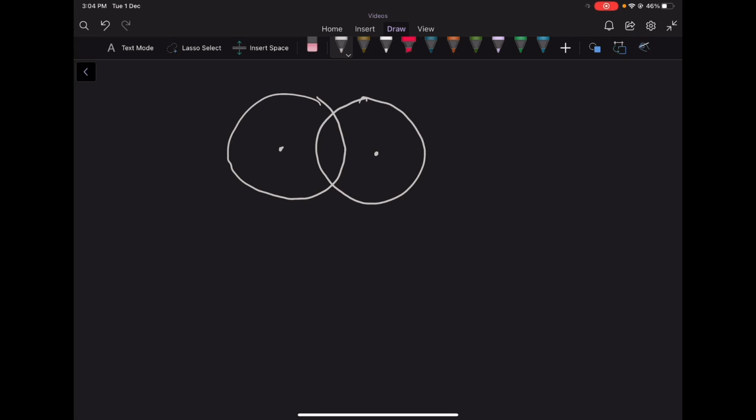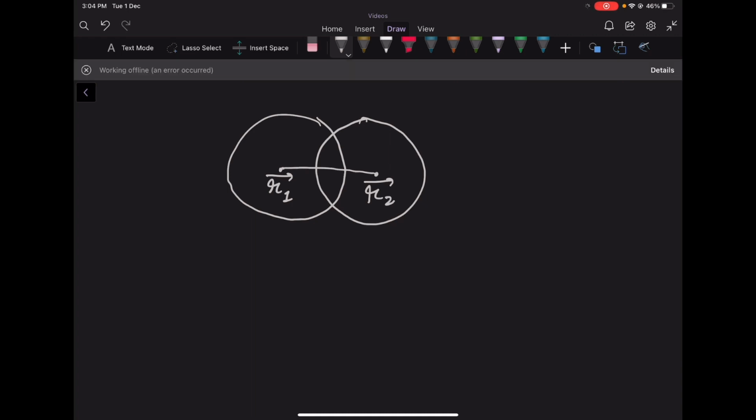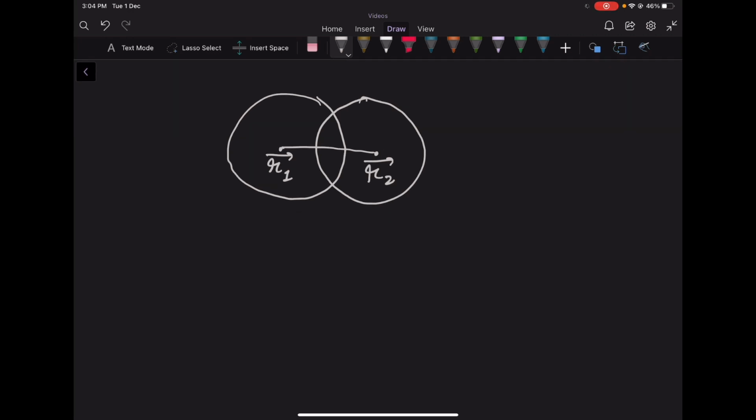Let's actually deal with this in terms of vectors. R1 vector denotes the center of the first circle, and R2 vector denotes the center of the second circle. So this vector will be R2 minus R1 vector. Let's call it V. So V is R2 vector minus R1 vector. Now mod of V will give us the distance. So let's call R as mod of V. That means R is the distance between these 2 points.